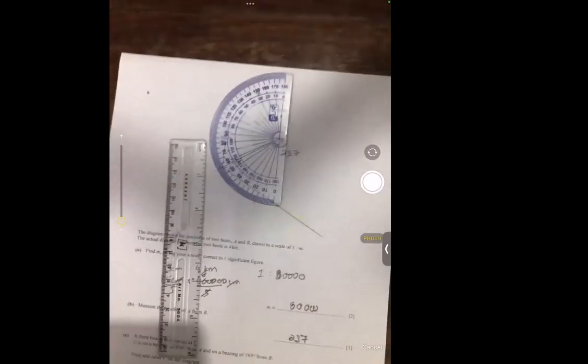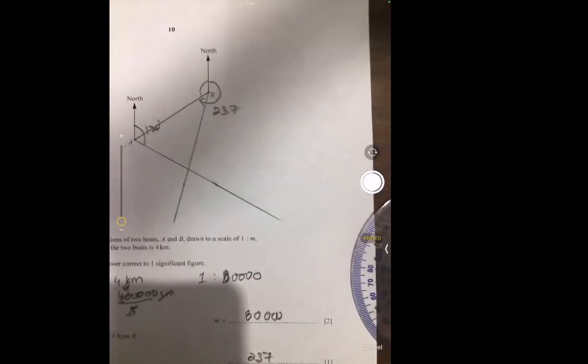Now I'm going to draw this line and extend it. Let me just do this first. See, I got this point over here. That is the point of intersection. This is the position of C that we have to label here.